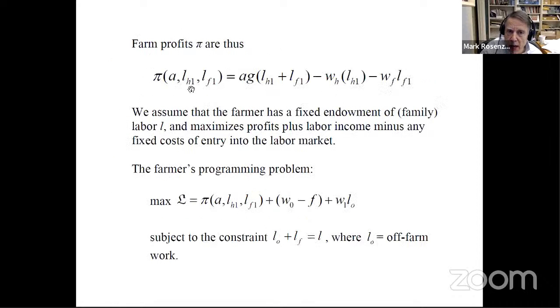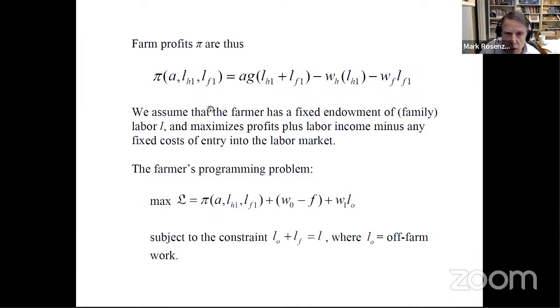Okay. So farm profits are just total output, which is a function of those inputs. There's constant returns to scale, so it's output per acre times the amount of acreage. They pay a wage rate depending on how many hours of labor are hired. And then there's an opportunity cost to family labor, which is going to be the marginal wage. Each farm has a fixed amount of family labor. And the farmer's programming problem is to maximize profits and whatever labor earnings the farm members earn by working outside of the market, subject to the constraint that off-farm work and work on the farm can't exceed the amount of labor that's available from family workers. All right, so that's the model: transaction costs, labor use, constant returns to scale technology.